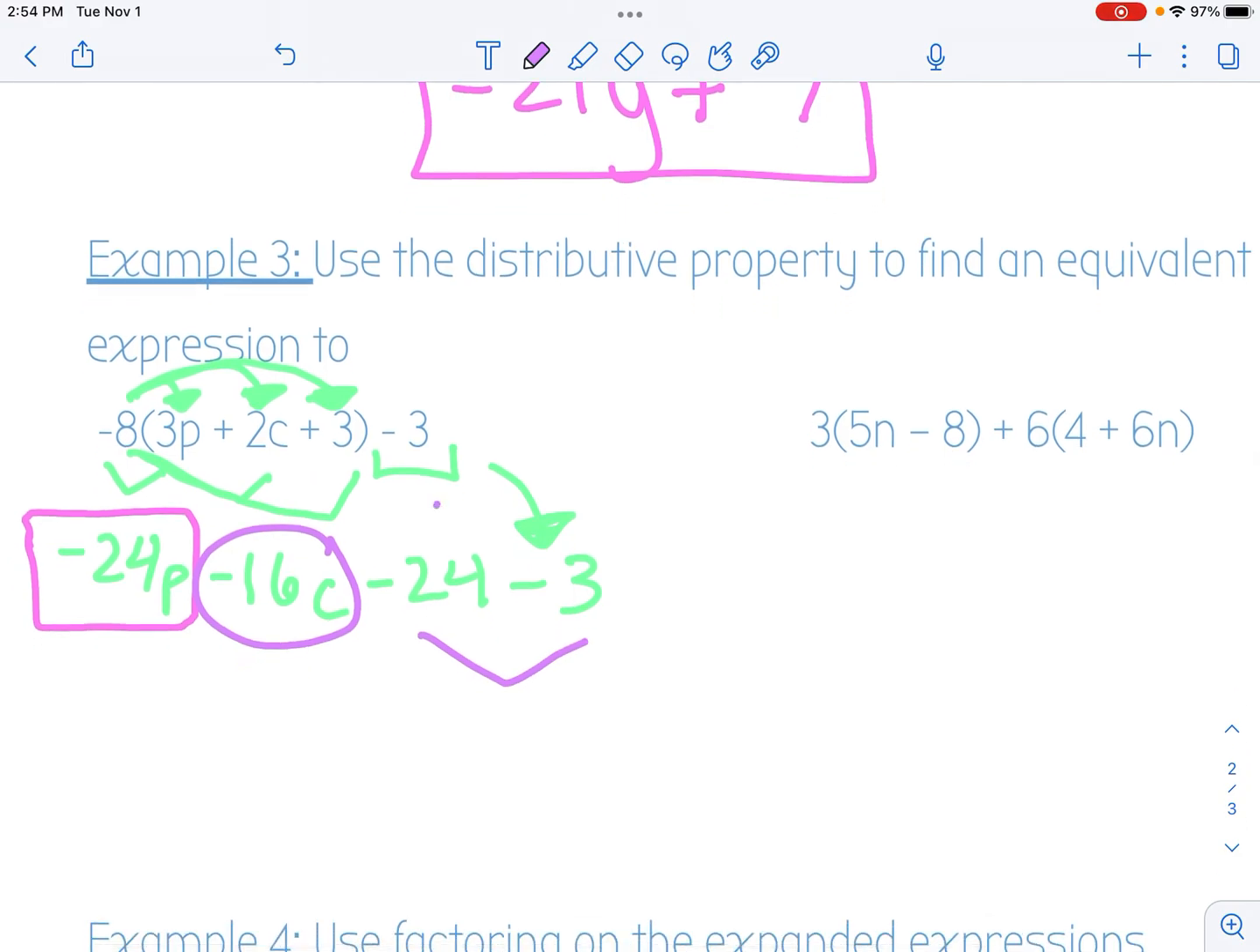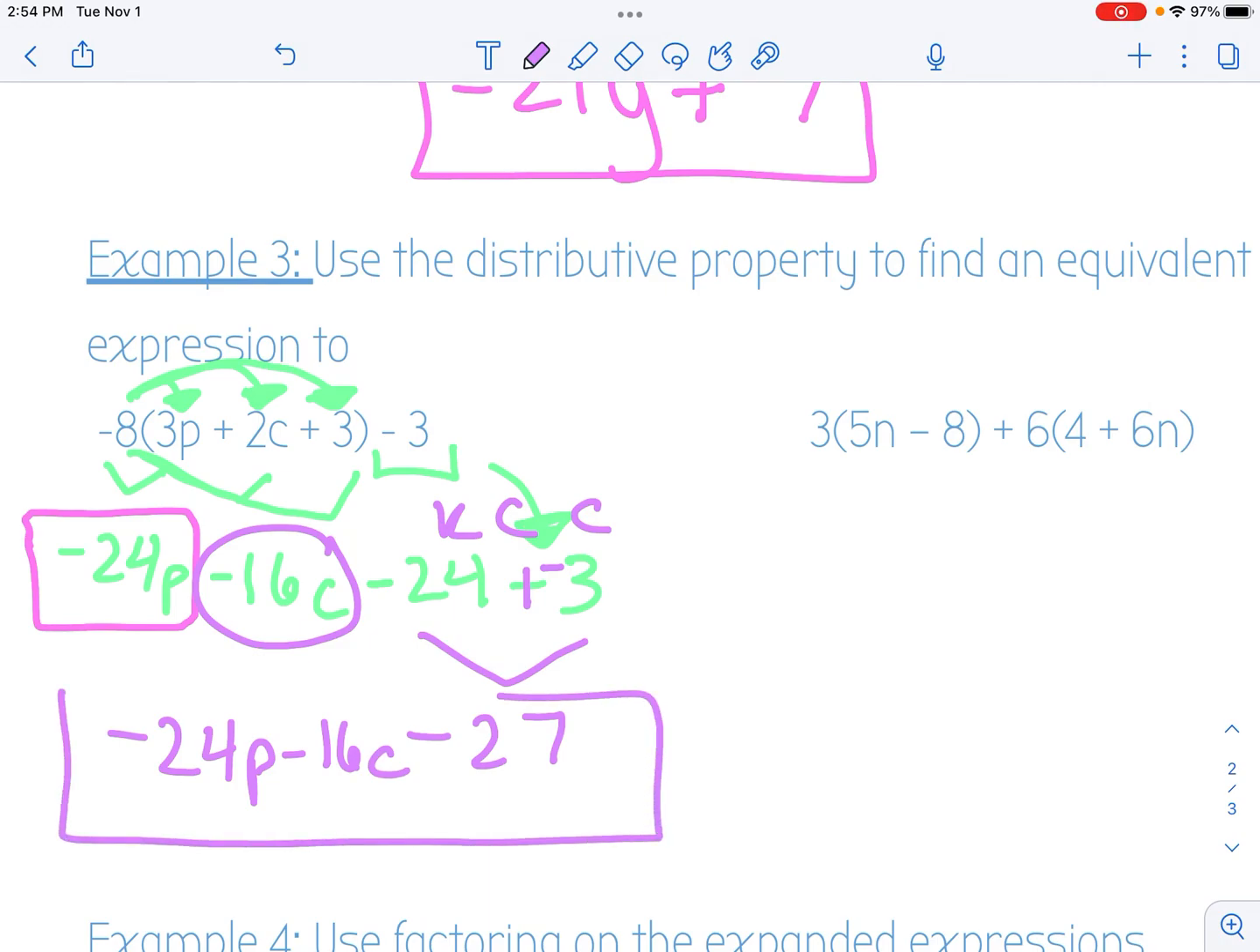When I am subtracting with a negative, I want to do keep, change, change. So negative 24 stays the same. I change subtraction to addition and change 3 to negative 3. So now same sign add, different sign subtract. I have the same sign, so I'm going to go ahead and add here. This is going to be a negative 27, and I'm going to drag everything else down since there were no other like terms that I could combine. And this is my final expression.